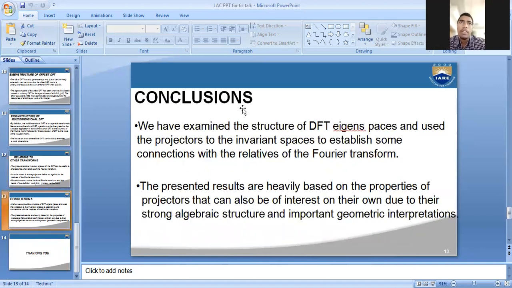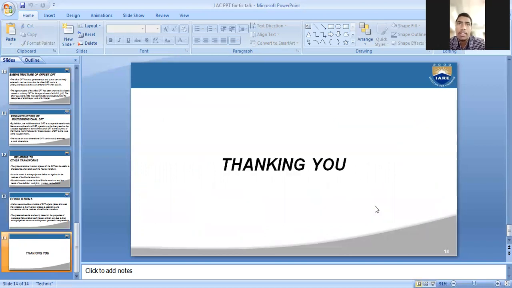Here we come to the conclusion. We have examined the structure of DFT eigenspaces and used the projectors to the invariant spaces to establish some connections with the relatives of the Fourier transform. The presented results are heavily based on the properties of projectors, which can also be of interest on their own due to their strong algebraic structure and important geometric interpretations.